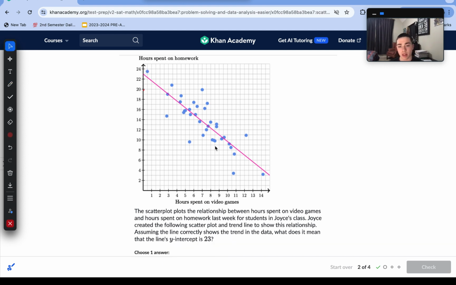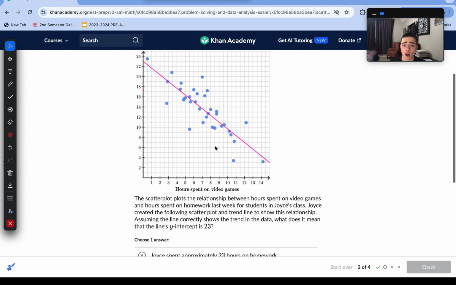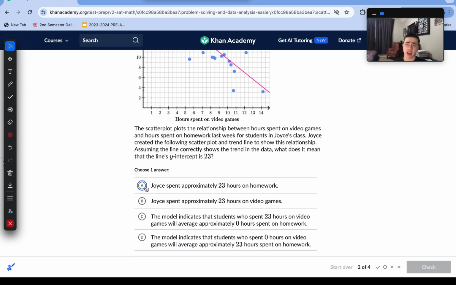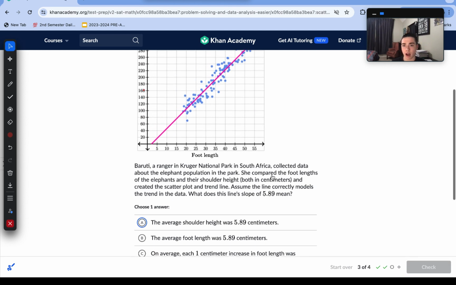So this just means in general, when people spend 0 hours on video games, they're going to spend about 23 hours on homework. And of course, Joyce isn't a point here, so that means answer choice A and answer choice B are going to be incorrect. But the graph indicates that people who spend 0 hours on video games, that's our x-axis point, will average approximately, because of that line of best fit, it's an approximate estimate, 23 hours spent on homework. Answer choice D is correct.